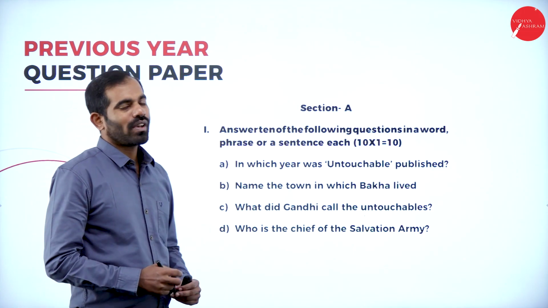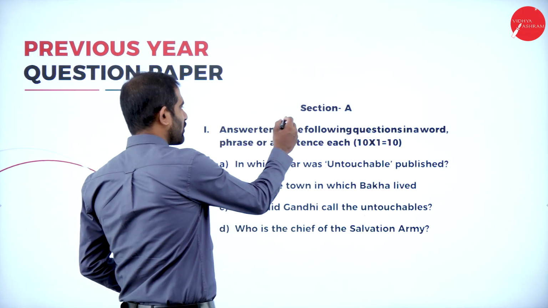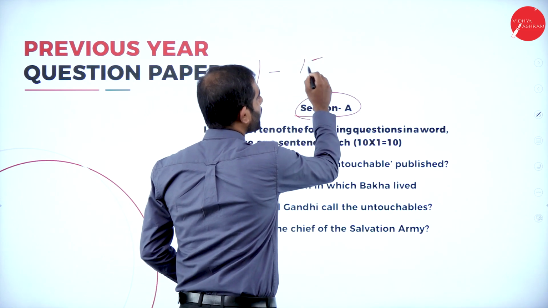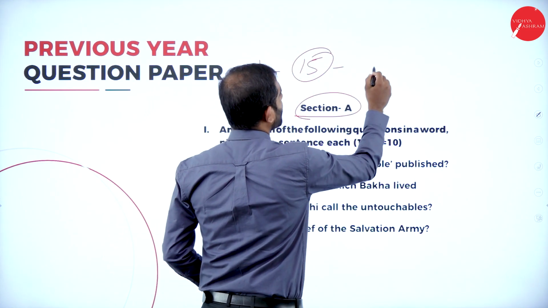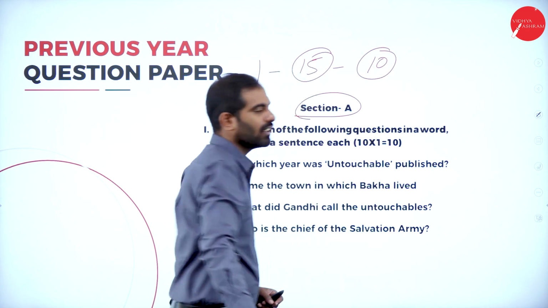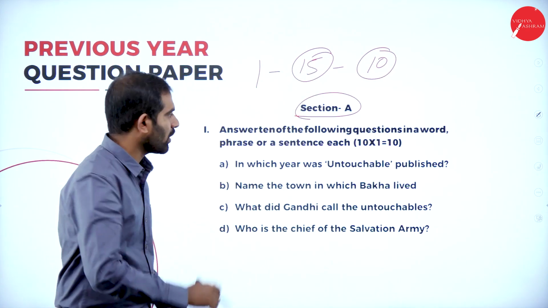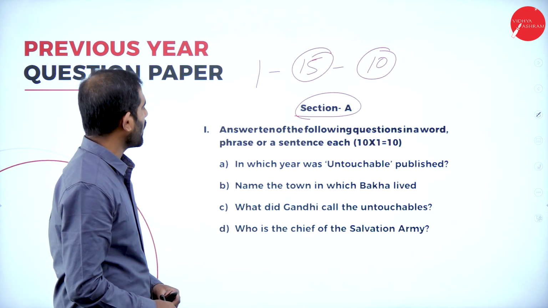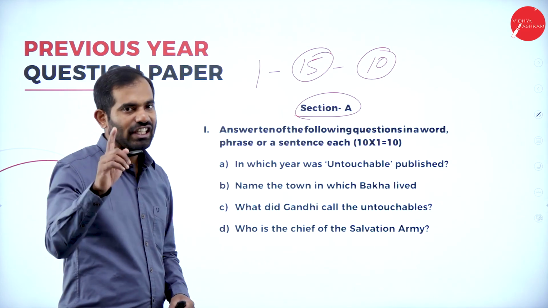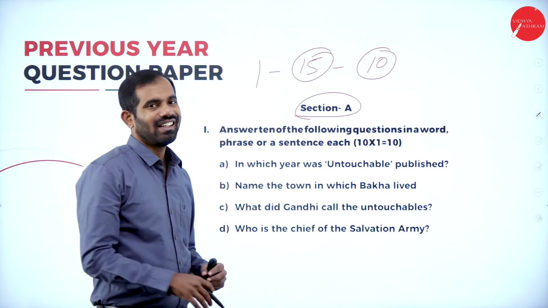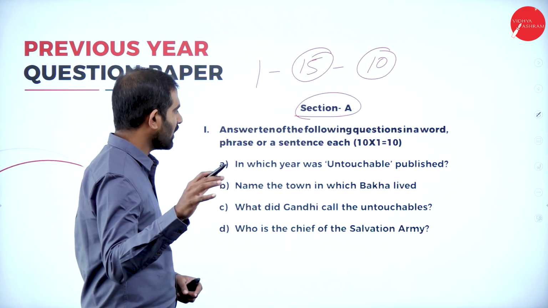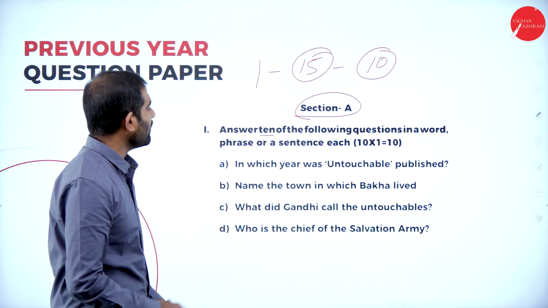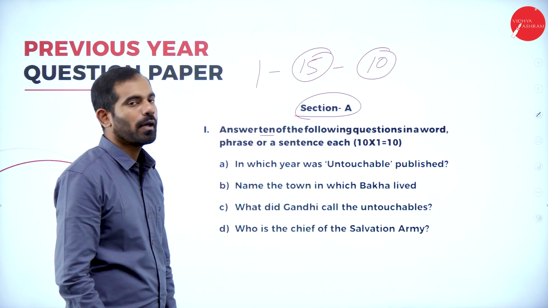You should know the question paper pattern. Section A is for 1 mark each and you will be facing 15 questions. Out of 15, you will be writing any 10 questions, which is very important. Let us see this. Answer 10 of the following questions in a word, phrase or a sentence each. So you are going to answer them in a word or a phrase in a sentence each, and only any 10.